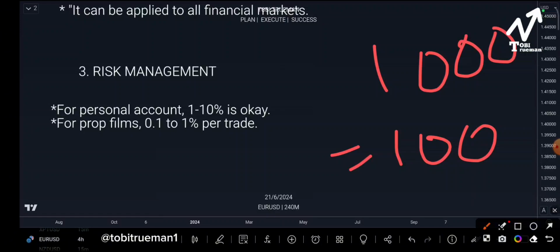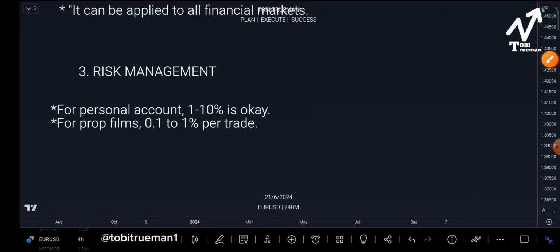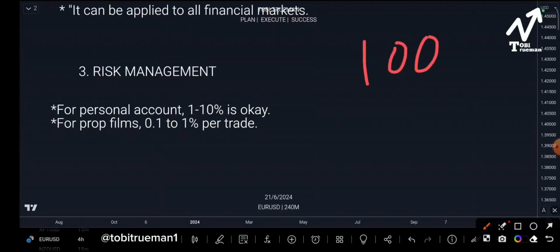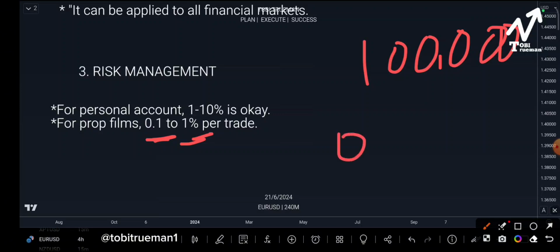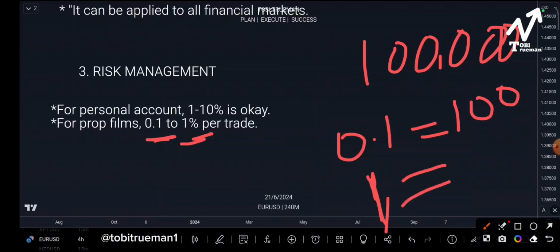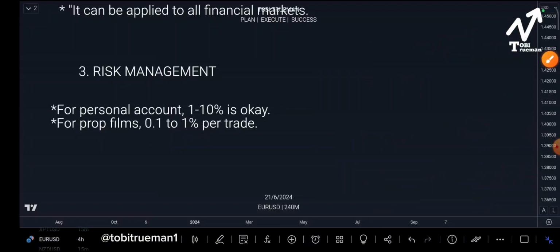Hope you get it. But when you are using prop firm accounts, where they give you, for example, $100,000, you should use 0.1% to 1%. And 0.1% of $100,000 is going to give us about $100, then 1% is going to give us about $1,000. So you can easily know how to manage your risk and all of those things.